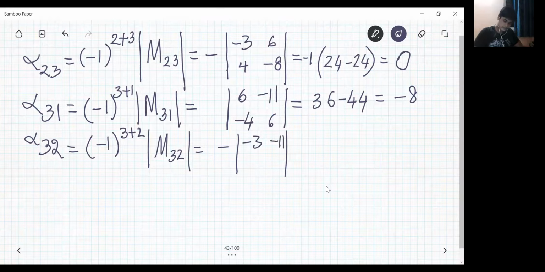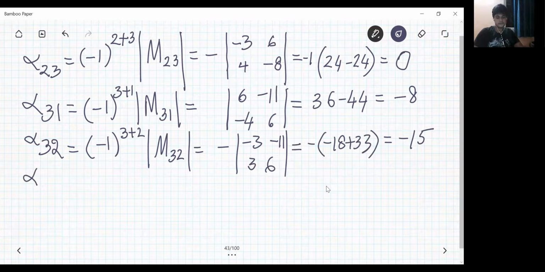You get 3 minus 11, then 3 and 6. So 3 into 6 is 18, minus 18, minus 11 times 3 is minus 33, so it becomes minus 15.